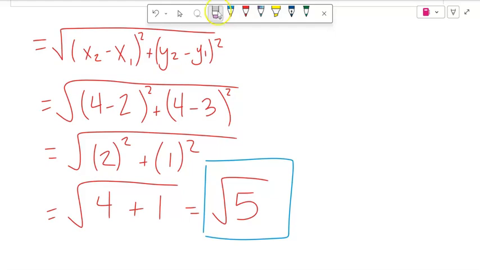Okay. So why did I get this number instead of 5? Because that's the square root of 5.